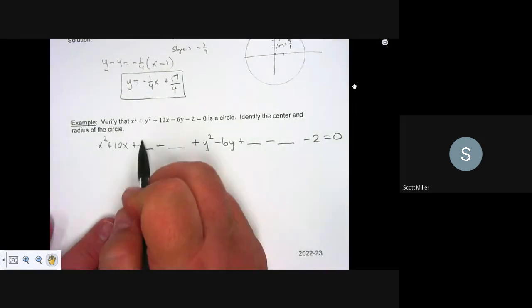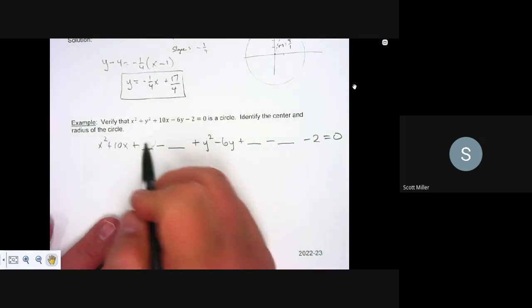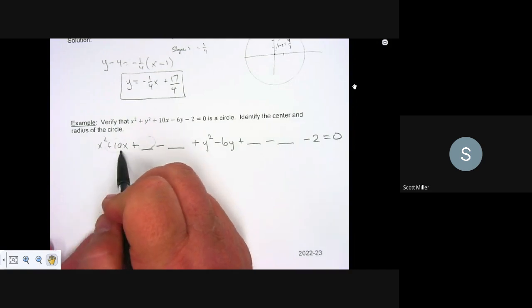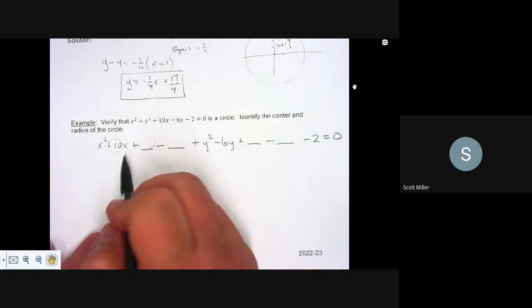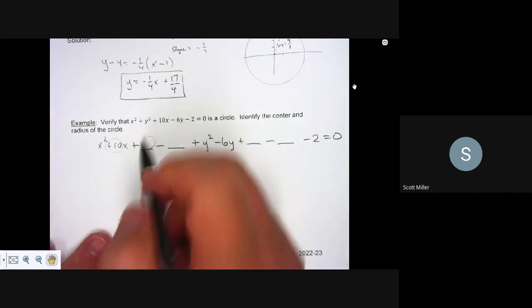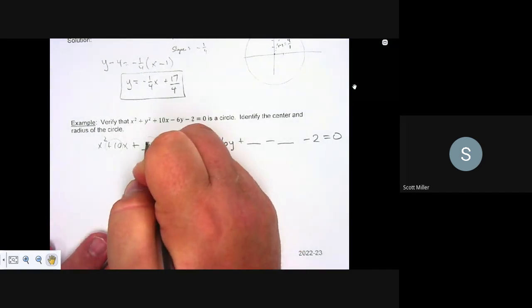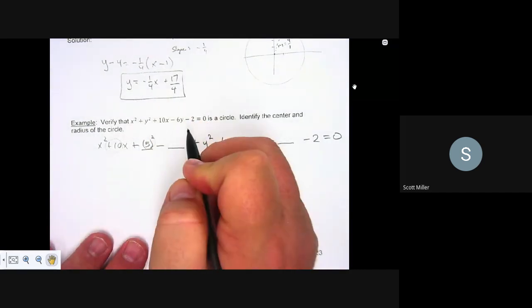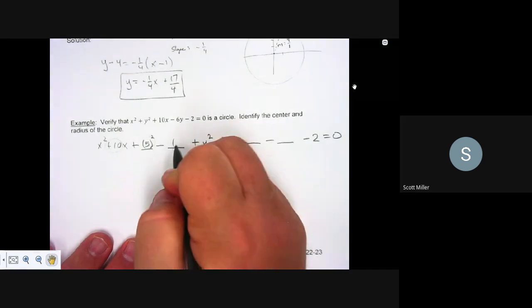So then what number goes here? You take this number, including the sign, and you cut it in half. So positive 10 cut in half is positive 5, and then you square it. And then we're going to immediately subtract the same thing.